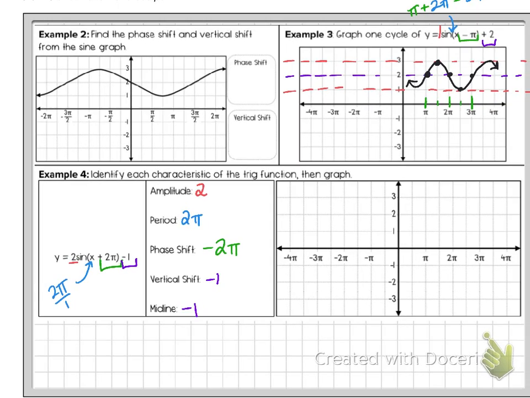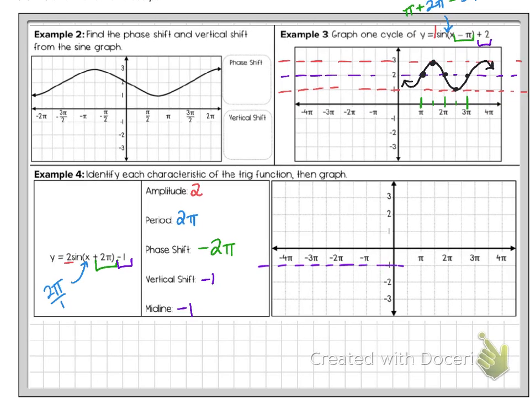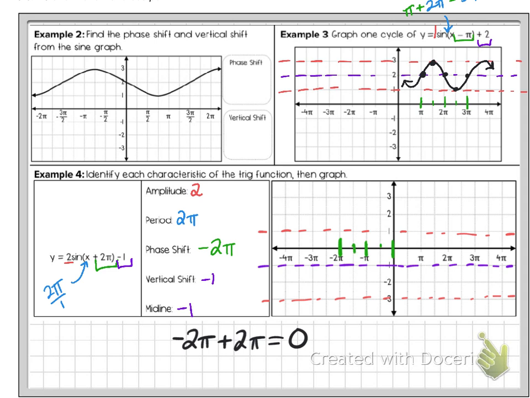So then to graph this, step 1 is to sketch our midline at negative 1. Step 2 is to sketch the amplitude. So 2 up and 2 down from that midline. Shows us our boundaries up and down. Our phase shift is going to start left 2 pi, negative 2 pi. And the period is 2 pi. So to find our ending point, we take our starting point, add 1 full period, and we find that our end point will be at 0 at the origin. Our midpoint will be halfway between negative 2 pi and 0, which is at negative pi. And then our little hash marks in between to get our 5 critical points.